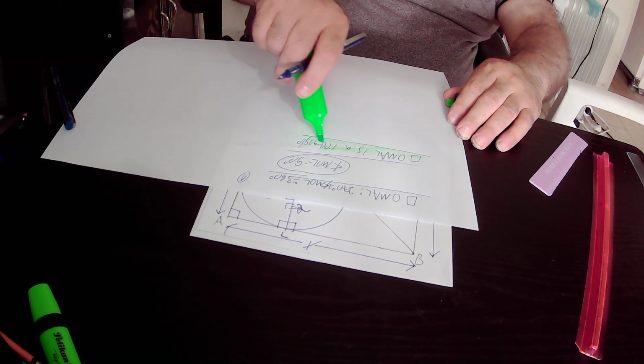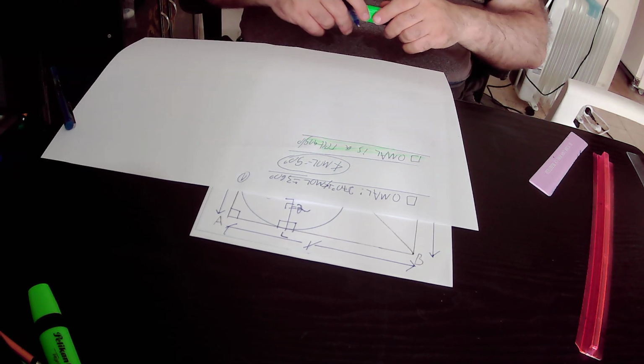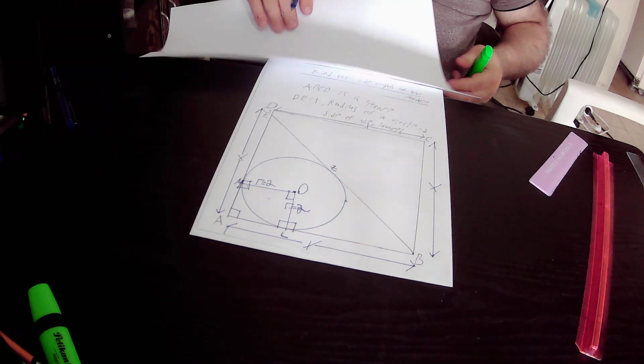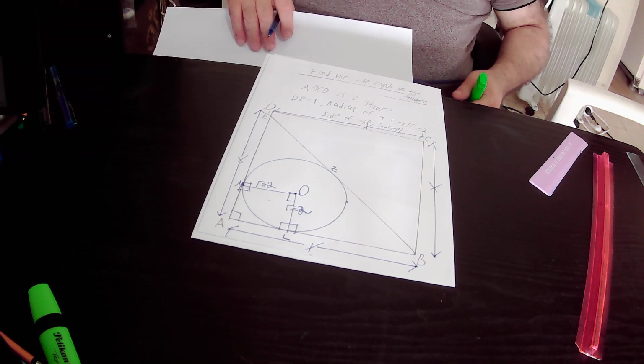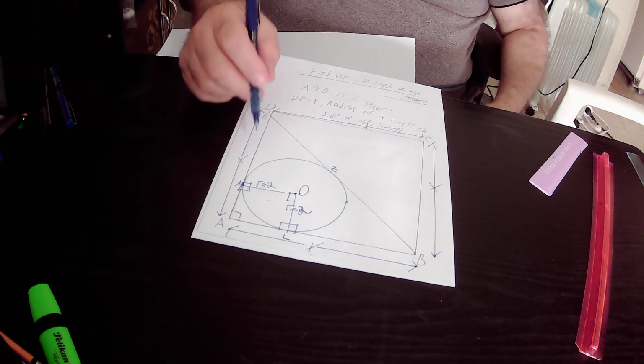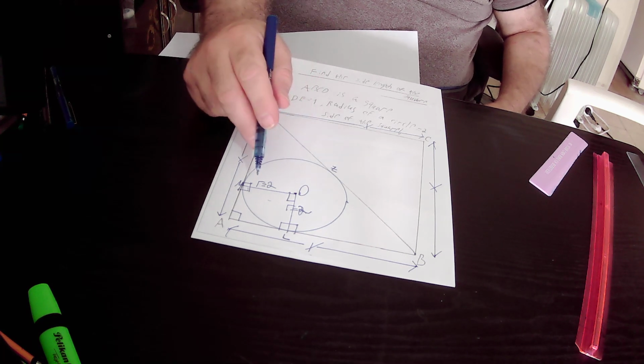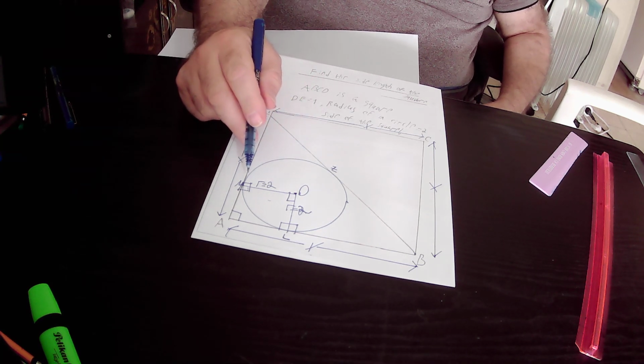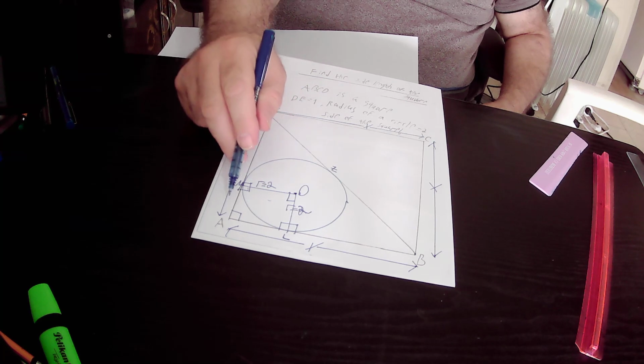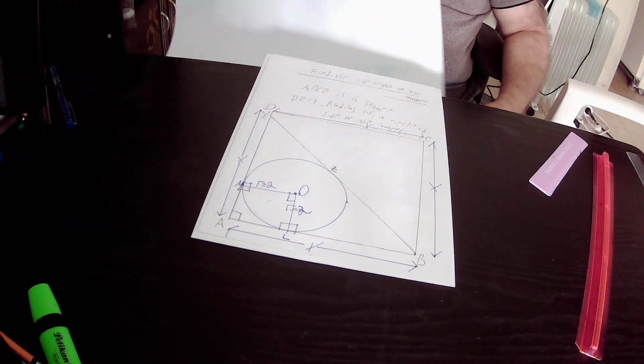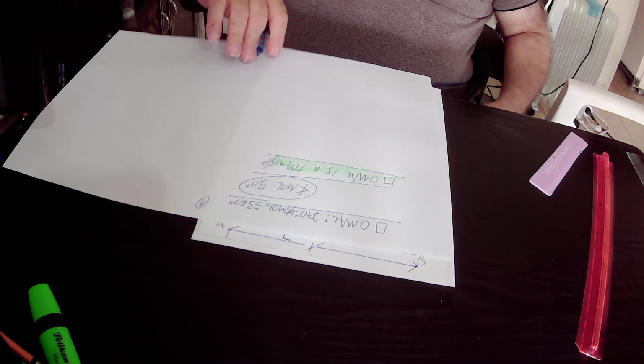Quadrilateral MOAN is a rectangle, and we know that the opposite sides of a rectangle are equal to each other. So for rectangle MOAN, its opposite sides are equal to each other. That is to say, MO equals AL.